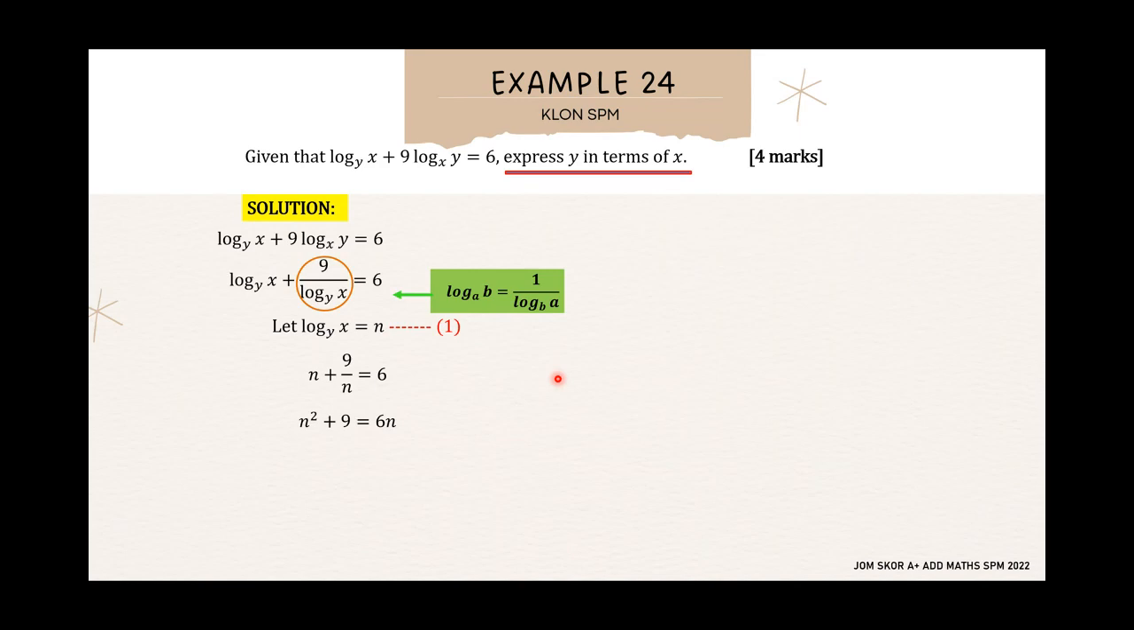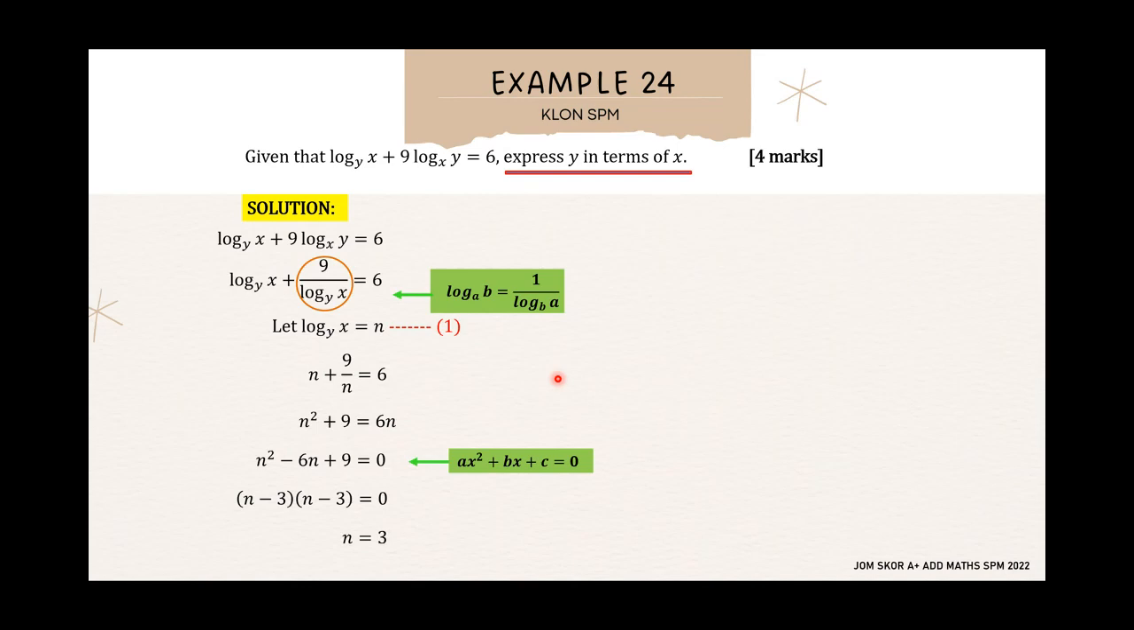Kita nampak ada highest power adalah 2. So, kita akan bentukkan quadratic equation. We have n square minus 6n plus 9 is equal to 0. When we have quadratic equation, then we need to factorize in order to get the value of n. Factorize, you have n minus 3 multiplied by n minus 3. Nilai n bersamaan dengan 3.